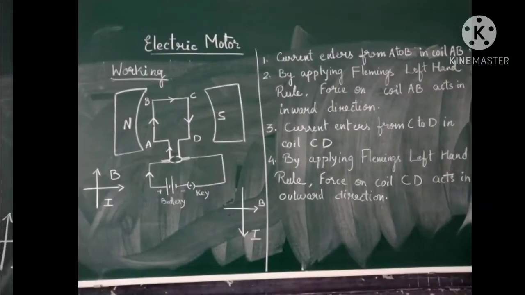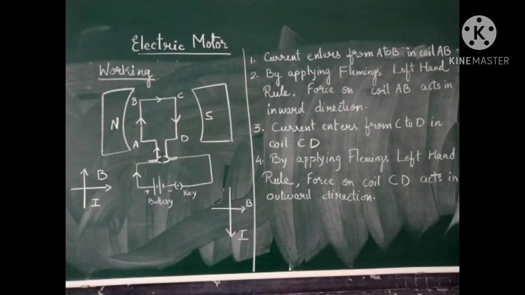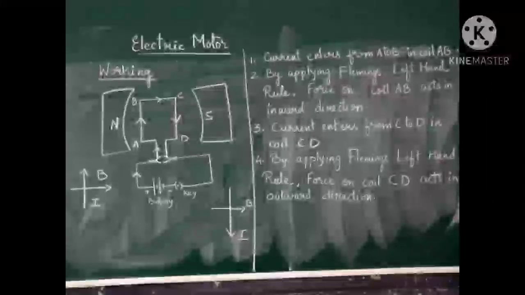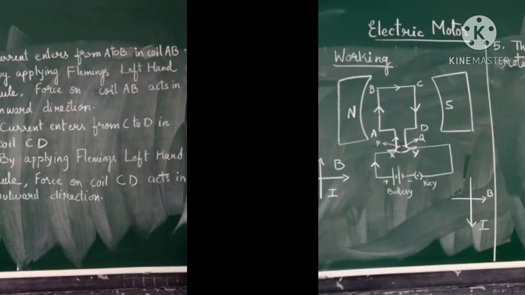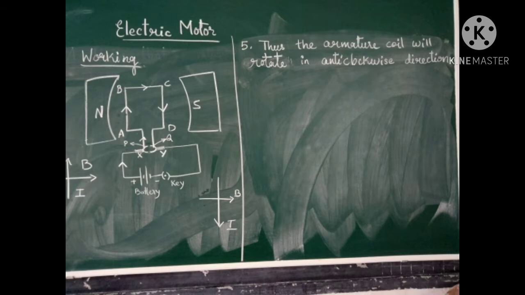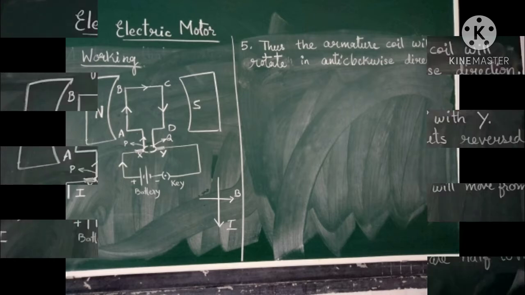Okay. So we come to know from the last working that current enters from C to D in coil CD, and by applying left hand rule we come to know that CD is going to come in outward direction. This gives this electric motor a particular turn. Which turn? An anti-clockwise direction. It is going to take a turn. But after half rotation, what will happen to it? The places are going to interchange. The CD and AB are going to interchange their place. Let us see that.